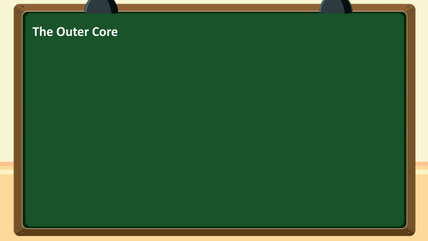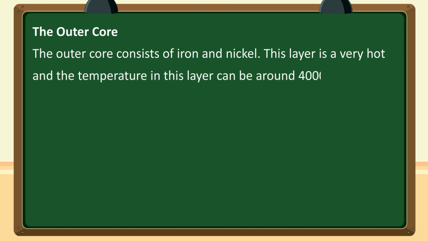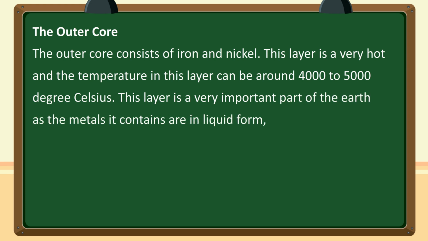The outer core. The outer core consists of iron and nickel. This layer is very hot and the temperature in this layer can be around 4,000 to 5,000 degrees Celsius. This layer is a very important part of the Earth, as the metals it contains are in liquid form, which creates a magnetic field.